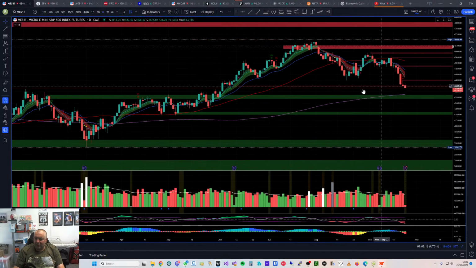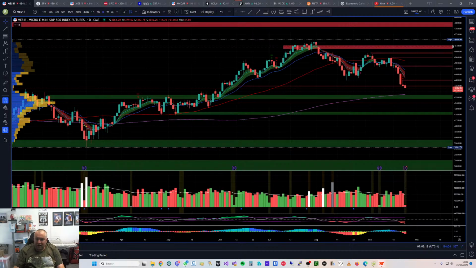Looking at the daily, we can see the daily's now broken this area and it's looking pretty weak today. Again, we've got the 200 moving average around the 4,300 area. So potentially we can see a bit of a move back down to that area. That's potentially the area we could be moving to next. So 4,300, keep a note of that area.